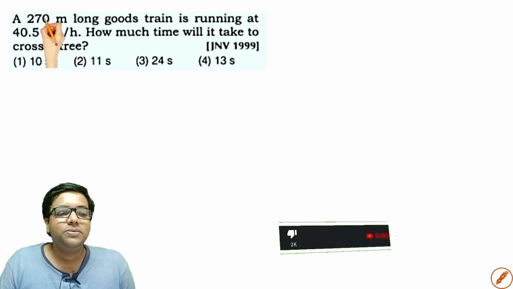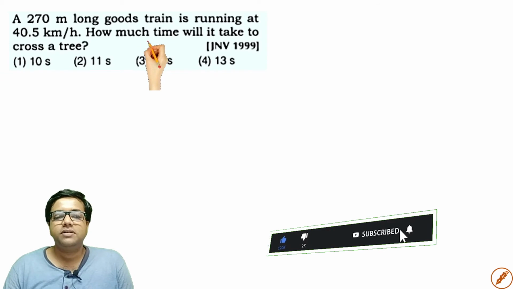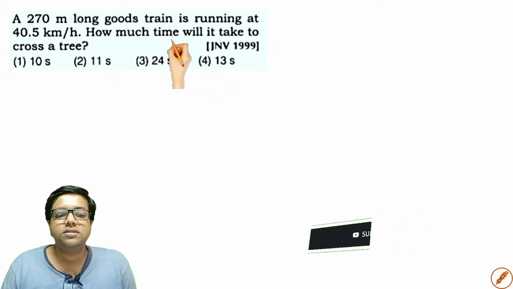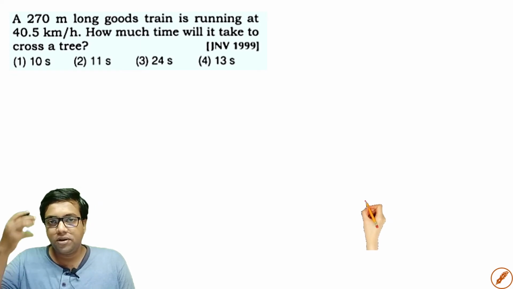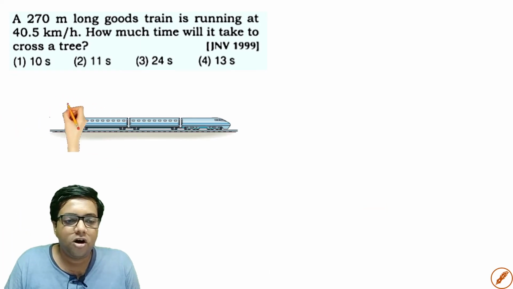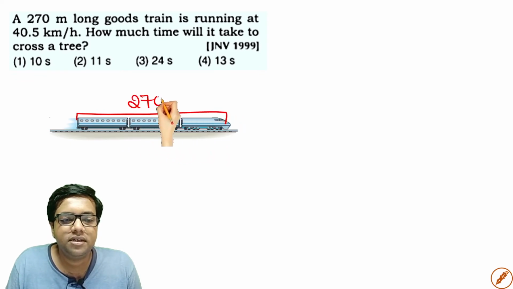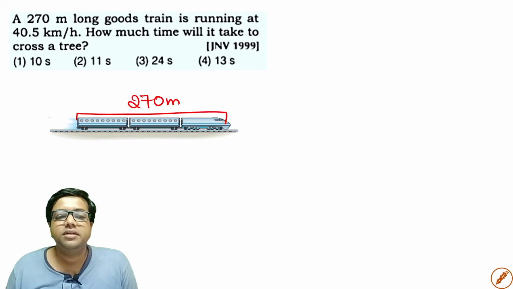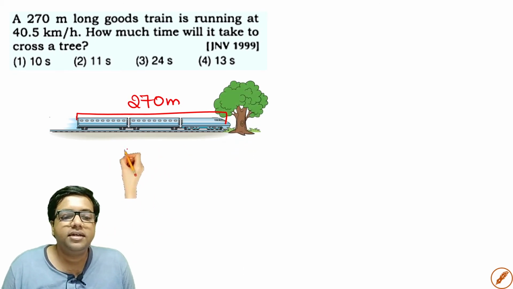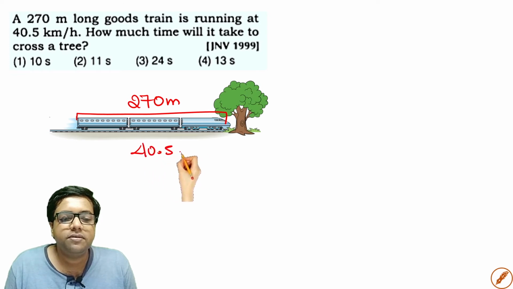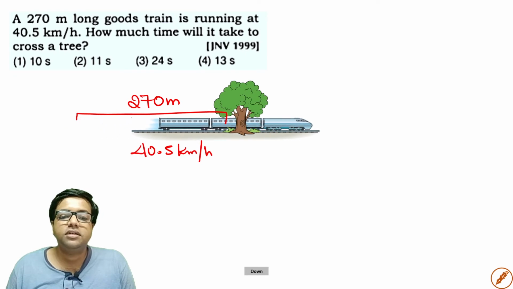A 270 meter long goods train is running at 40.5 km per hour. How much time will it take to cross a tree? It needs to cross a tree. See, we need to visualize this part. There is a train. What is the length of the train? It is 270 meters. Goods train is there. So there is a tree, and it is traveling at 40.5 kilometer per hour, and it is crossing this tree.